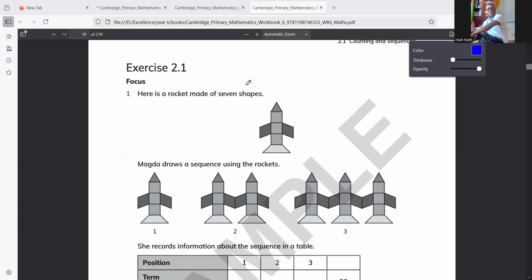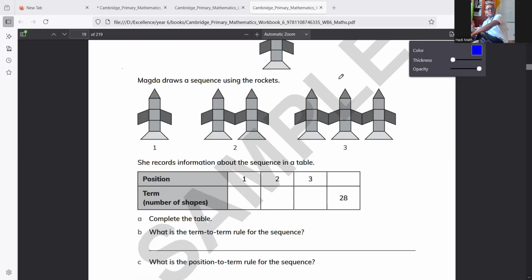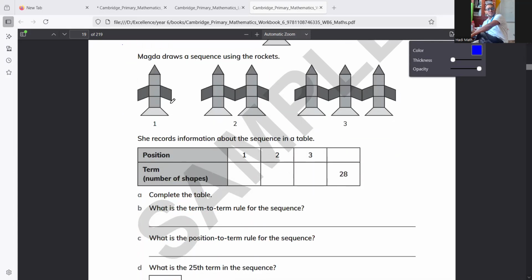Let's see the first question in the workbook. They say here is a rocket made of 7 shapes, and we might draw a sequence using the rockets. Let's see here. The first rocket has 7 shapes. The second rocket has 7 and 7, which is going to be 14. And the third one is going to be what? 21. So you'll find that the rockets are multiples of 7.